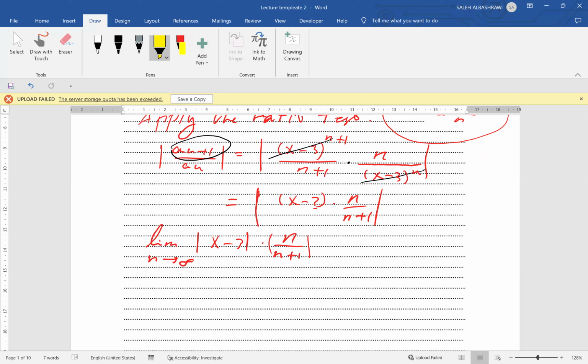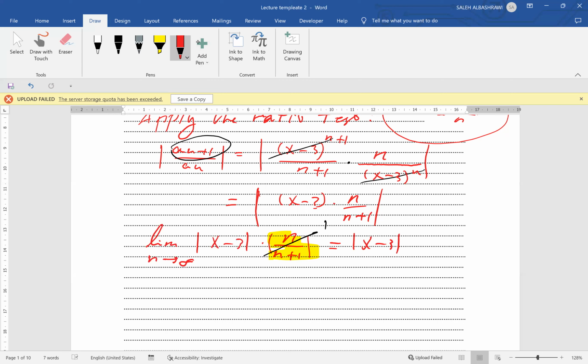So we are finding the limit for this part, because x minus 3 is independent of n, so we can consider it as a constant. We need to find the limit of n divided by n plus 1 as n goes to infinity. We know that this limit is equal to 1. As n goes to infinity, we can take the highest power, n divided by n, which is equal to 1. So I will have the absolute value of x minus 3.